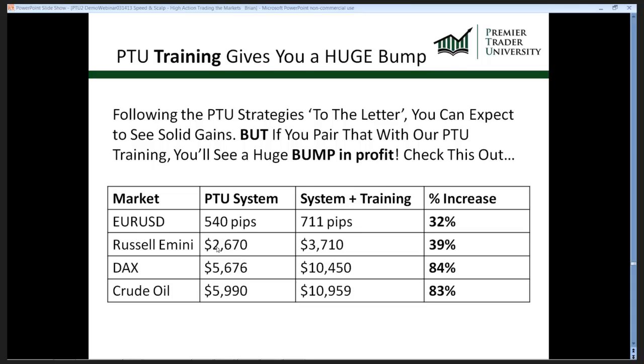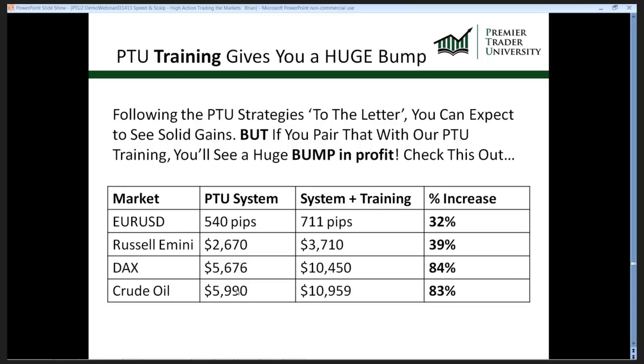On the Russell E-mini, system straight up, $2,600, almost $2,700. Another $1,000 to your bottom line if you pay attention to what we call the art of trading. And same on the DAX. I mean, the DAX and the crude is just blaringly obvious. Look at the percent increase, 83%. So you go from $6,000, which is a good return, to almost $11,000. So again, those are some of the things we'll teach you inside the university.